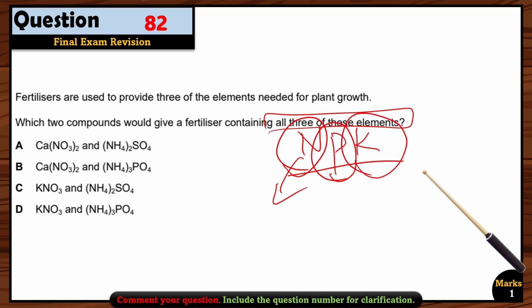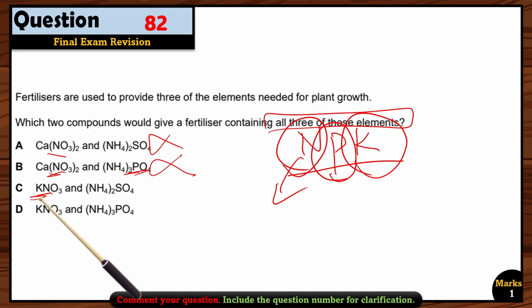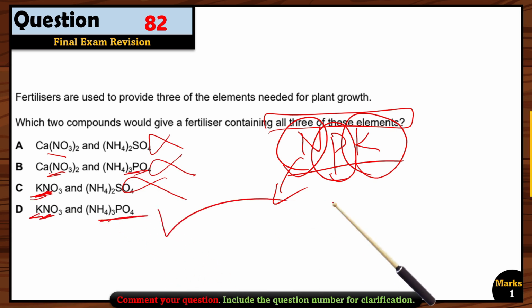So any fertilizer that has nitrogen, phosphorus and potassium will be the best fertilizer for the plant. So where can we find all these three, nitrogen, phosphorus and potassium? It's simple. You have nitrogen here, but you don't have potassium and phosphorus. You have nitrogen here, you have phosphorus here, but no potassium. Potassium, nitrogen, but no phosphorus. Here, potassium, you have nitrogen, and you also have phosphorus. So it means option D is the right option.